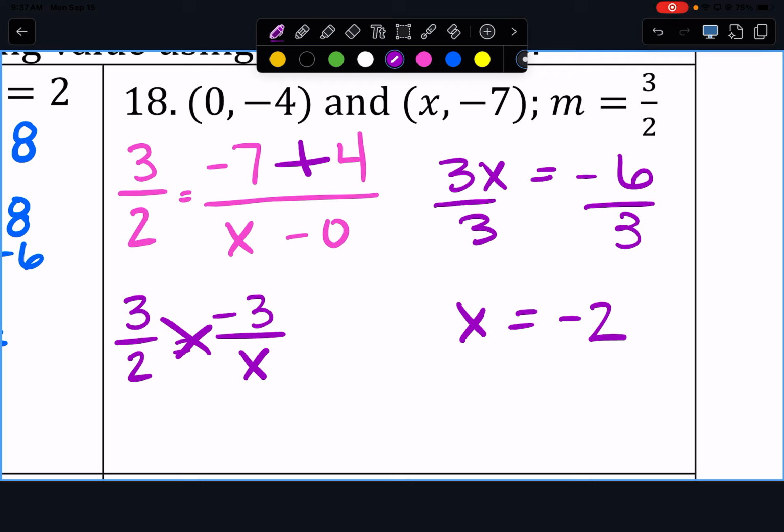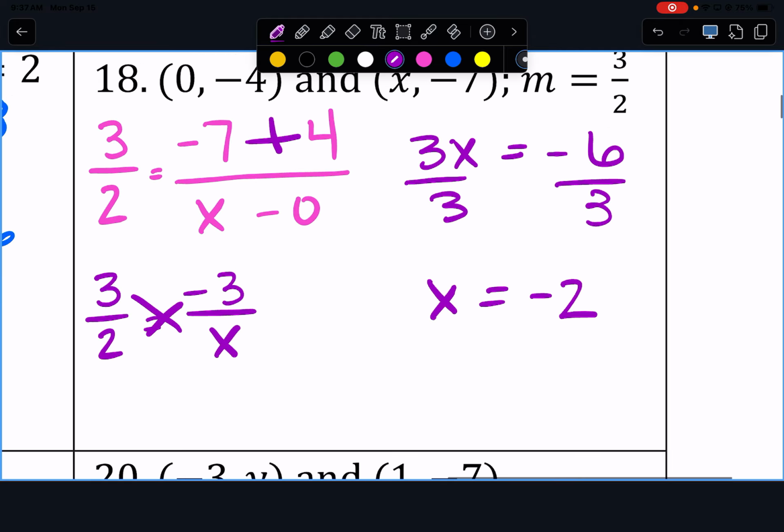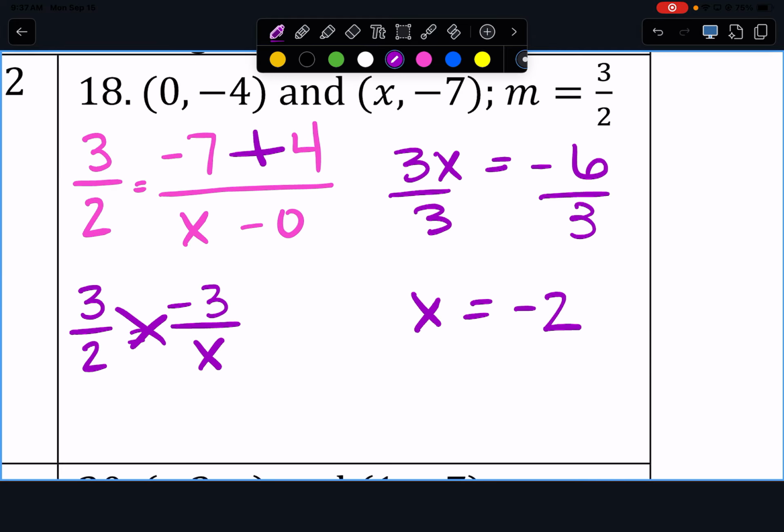So what is x minus 0? X. So when we go from here to here, we do not have to include the minus 0. However, if you do, and you distribute, what is 3 times 0? 0, okay? So don't let having a 0 in there throw you off. So the answer for number 18 should be negative 2.